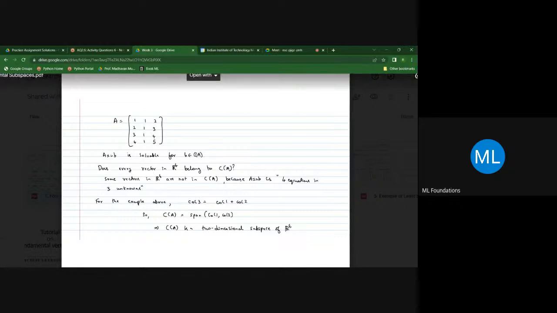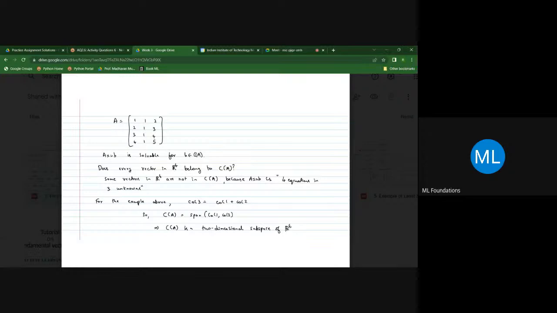So at max it can have 3 dimensions only, and that too, here column 3 equals column 1 plus column 2. So basically we have only two independent column vectors, only 2 independent R4 vectors. So the column space of A will be equal to the span of column 1 and column 2. Since the column space of A equals the span of column 1 and column 2, the column space of A is a 2-dimensional subspace of R4.